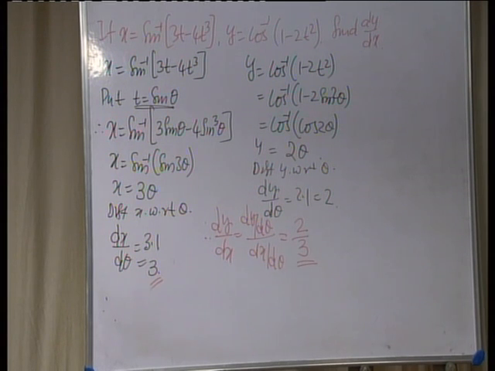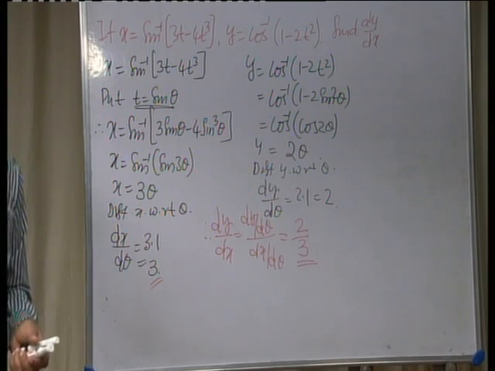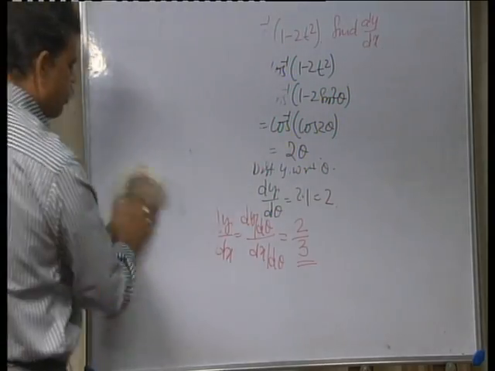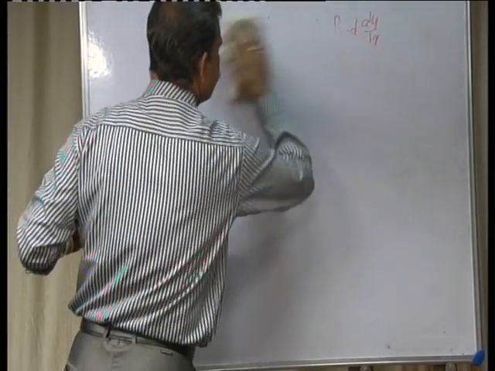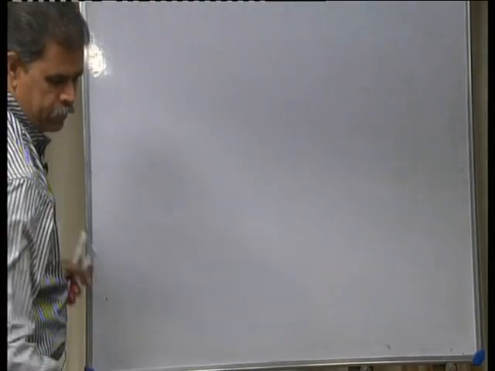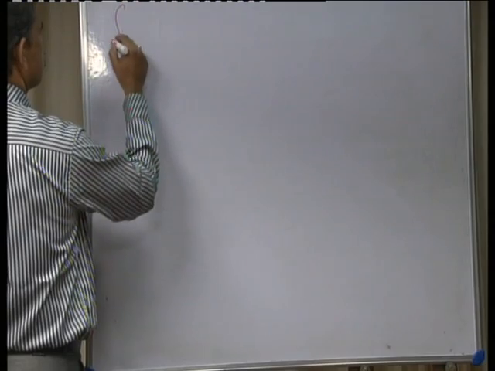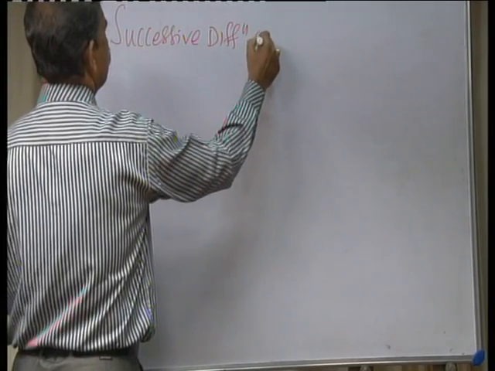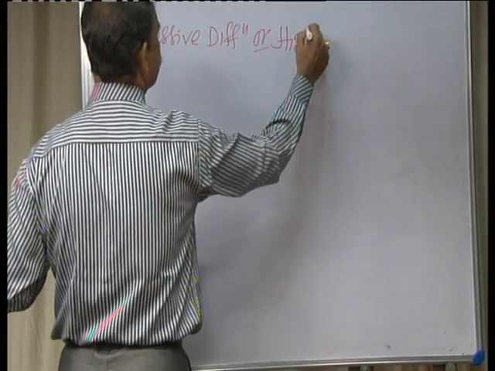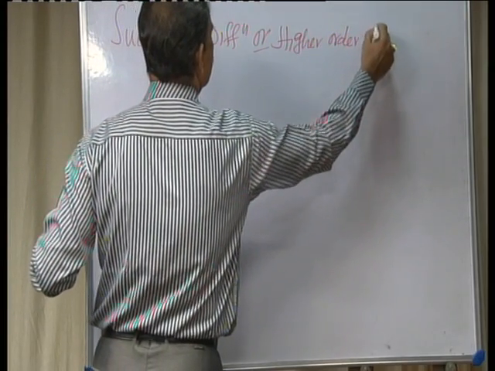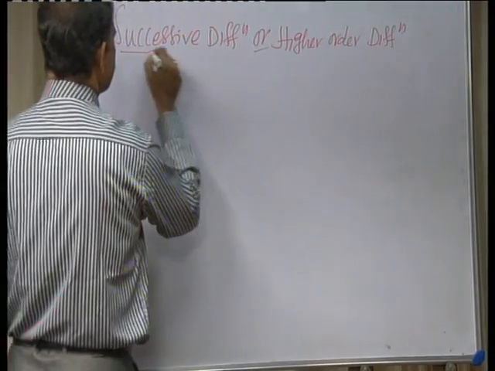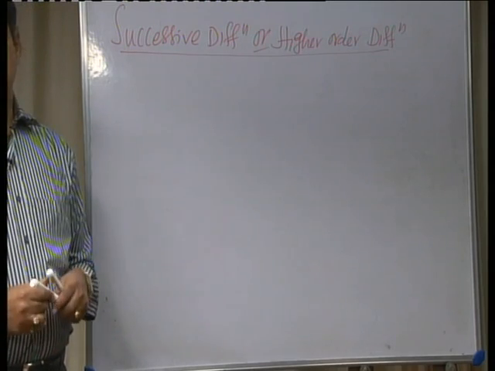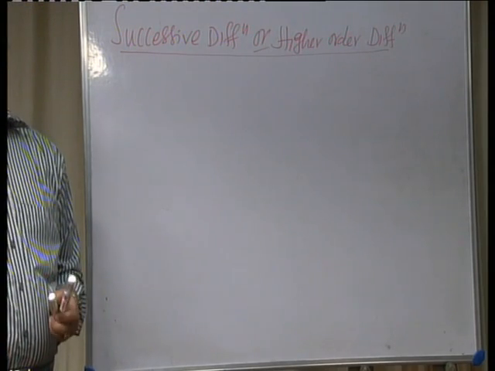Next important topic we have to discuss is successive differentiation, or higher order differentiation. It is another type of differentiation. When we call it successive, successive means continuous.